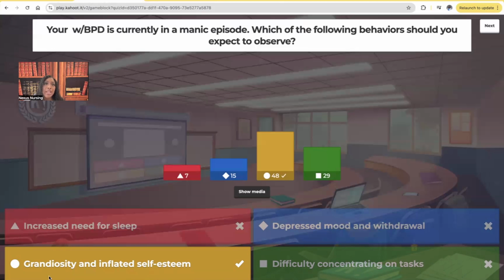So the only one here, guys, that's specific to that patient in a manic episode is going to be the grandiosity and inflated self-esteem. And this is how I want you to think when you're looking at these test questions. When you have two answers that are correct, and you're trying to figure out which one is most correct, say to yourself, okay, which one is more specific to what I'm being asked at this moment? All right, let's move on.